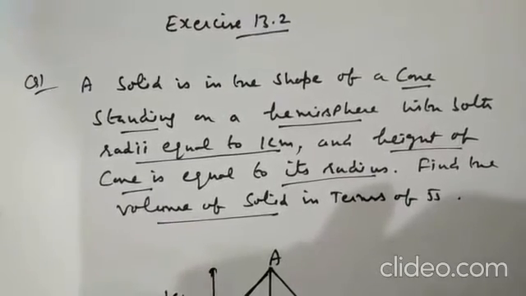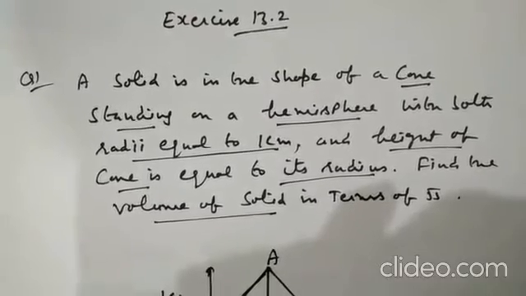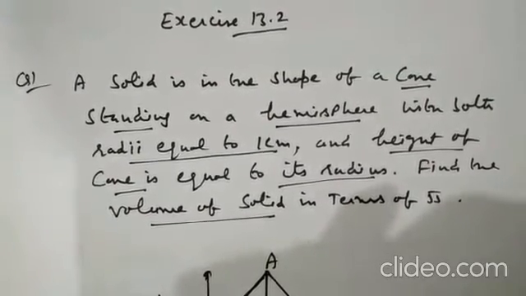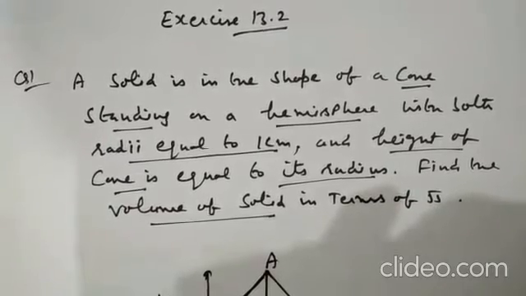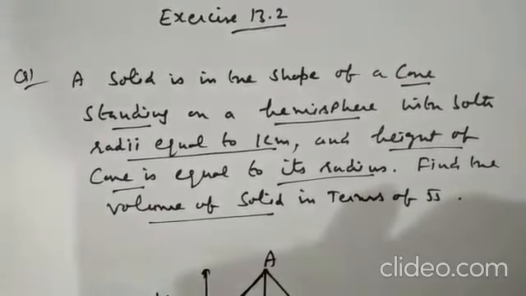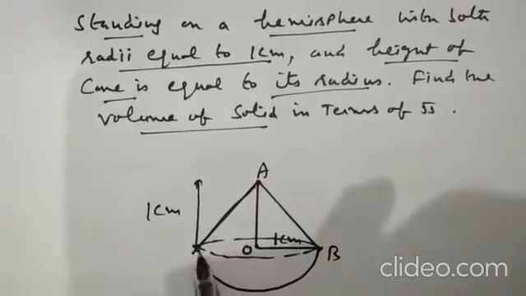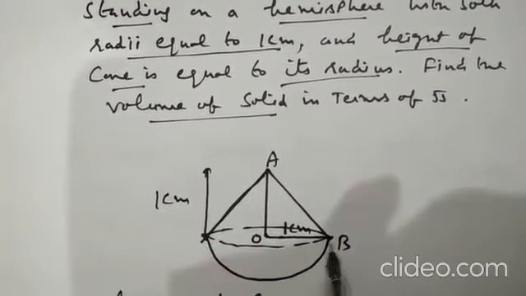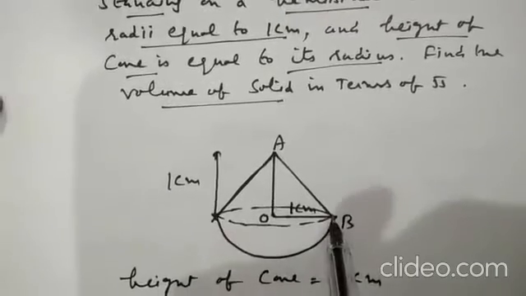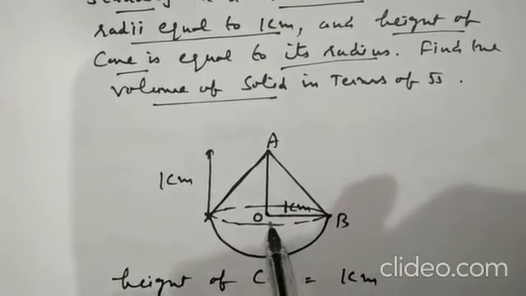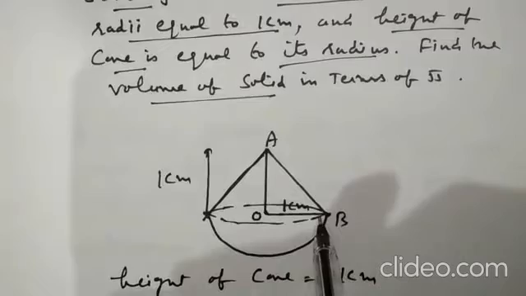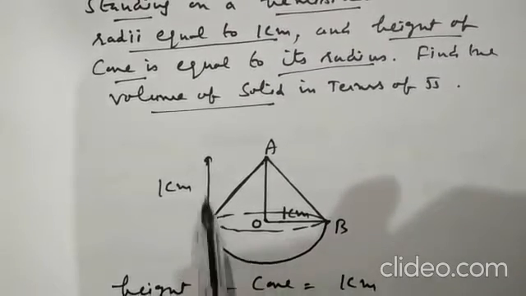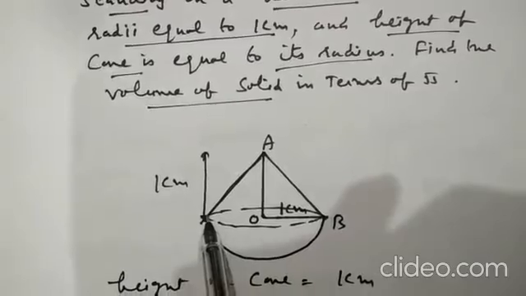So now exercise 13.2, question number 1, volume of combination of a solid figure. A solid is in the shape of a cone standing on a hemisphere. This is a cone standing on a hemisphere with both radii equal to 1 centimeter. Radius of hemisphere as well as radius of cone is 1. And find the volume of solid in terms of pi, and height of cone is also 1.